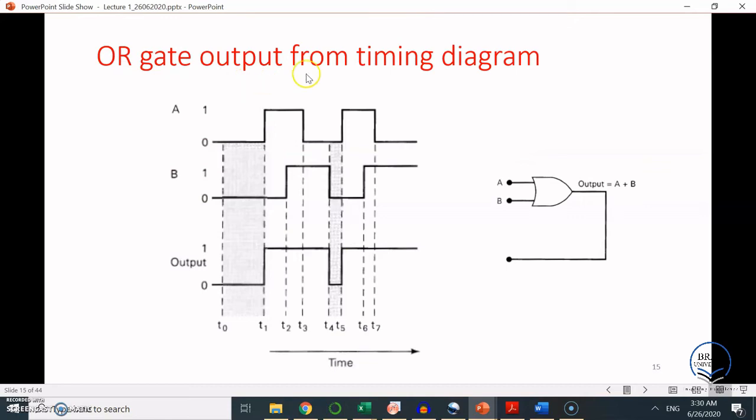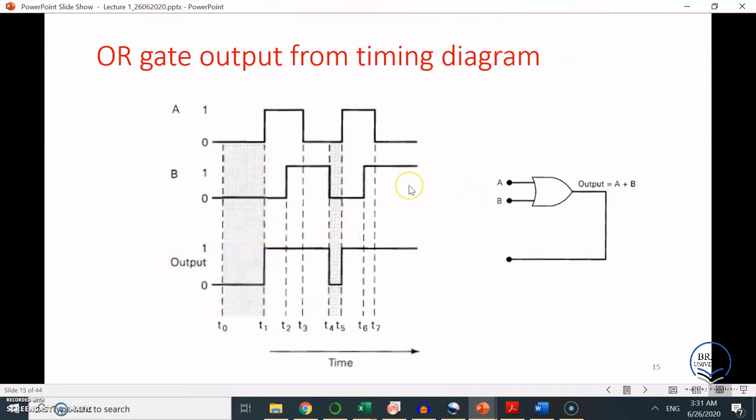OR gate output from timing diagram. So consider we have a gate something like that. We have two inputs and we need to determine the output waveform. So your two input waveforms are given. A is your input, B is also your input. So these two inputs are given, and you need to determine the output. It should be the output waveform for this one.